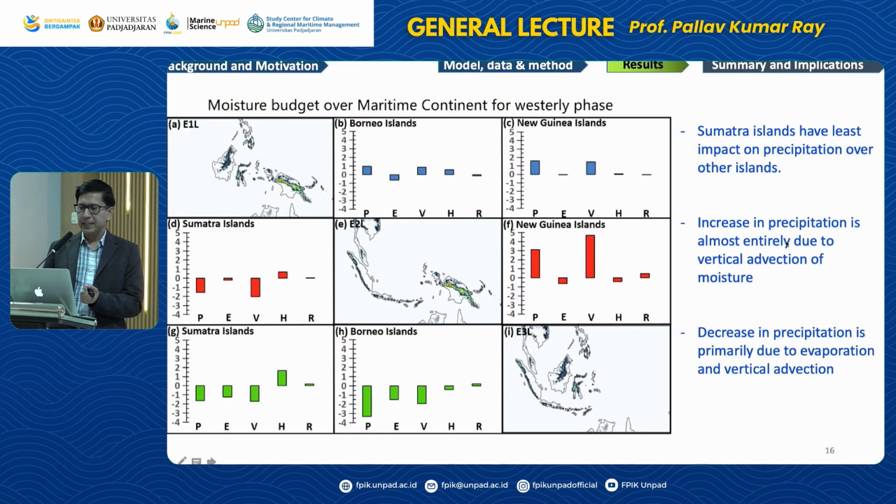An increase in precipitation is almost entirely due to vertical advection of moisture, which you can see is that precipitation and vertical advection are more or less the same thing here. Precipitation and vertical advection are almost of the same order of magnitude. So the vertical advection is really the dominant force. Same thing here. This is precipitation, this is vertical advection. So no matter how you look at it, vertical advection of moisture is the dominant reason for reduction or increase in precipitation. However, the decrease in precipitation is sometimes also influenced by the evaporation part, which I'm not going to discuss too much in detail here.